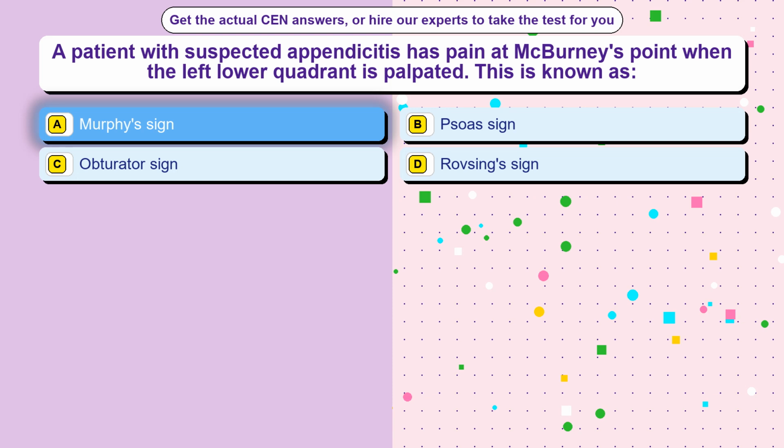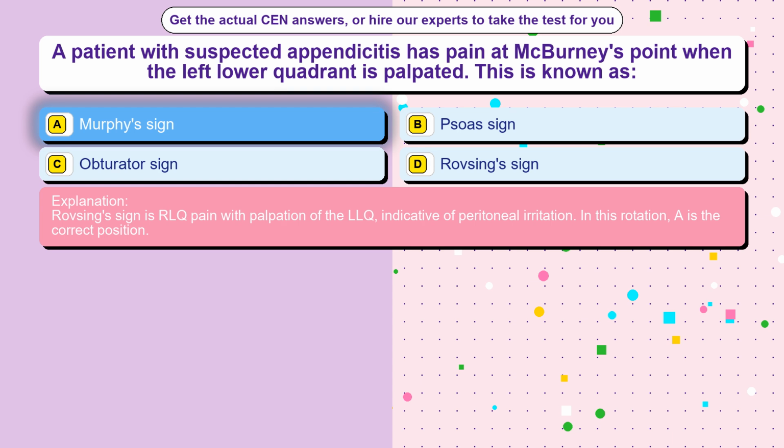The correct answer is option A, Murphy's sign. Rovsing's sign is RLQ pain with palpation of the LLQ, indicative of peritoneal irritation. In this rotation, A is the correct position.